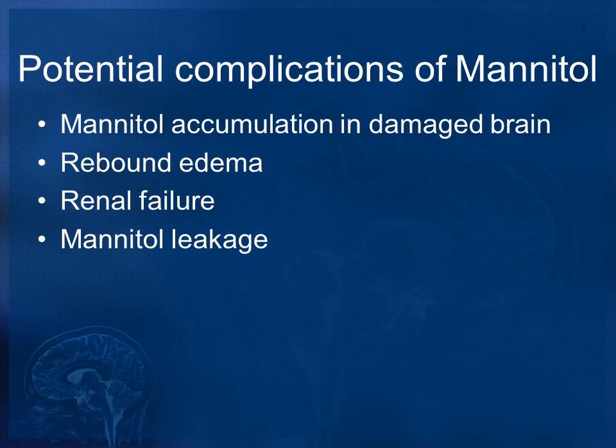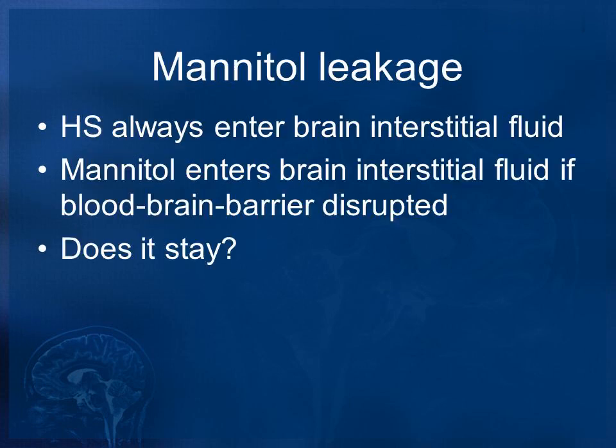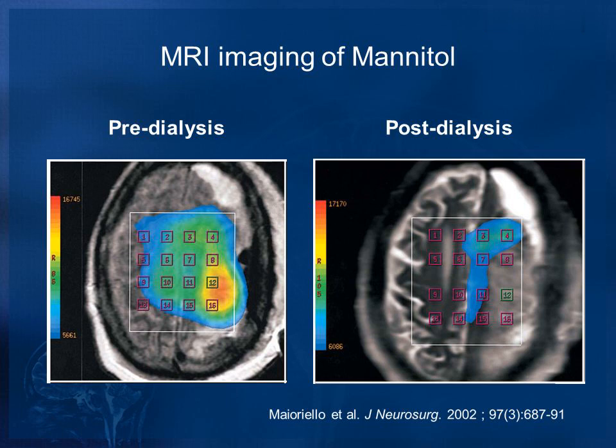Mannitol accumulation in damaged brain. Rebound edema. Renal failure. Mannitol leakage. Mannitol enters brain interstitial fluid if blood-brain barrier is disrupted. Does it stay? MRI imaging of mannitol.